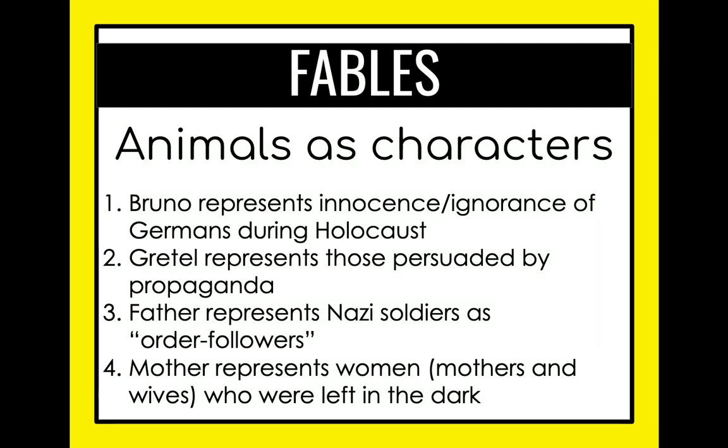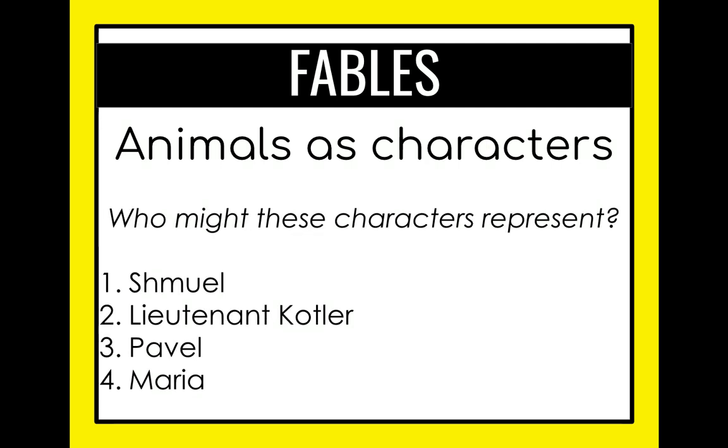Now, the other part of a fable, actually, before we get to the other part of the fable, let's consider these other characters. Who might Shmuel represent? Yes, we know he is a concentration camp prisoner. Who else might he represent more specifically? Lieutenant Kotler, what does he represent? We know that he is a Nazi soldier, but what more specifically might he represent in Nazi soldiers? Who does Pavel represent? He's also a concentration camp prisoner, but he represents something different than Shmuel does. And what maybe does Maria represent? Maria, Bruno's maid.